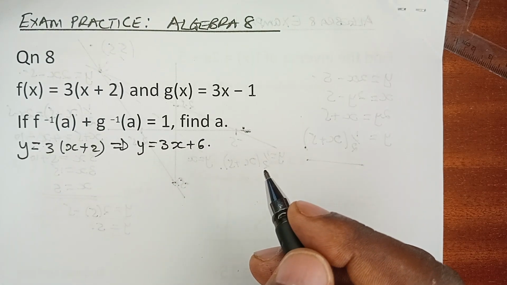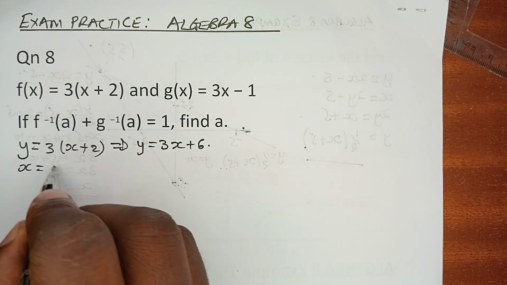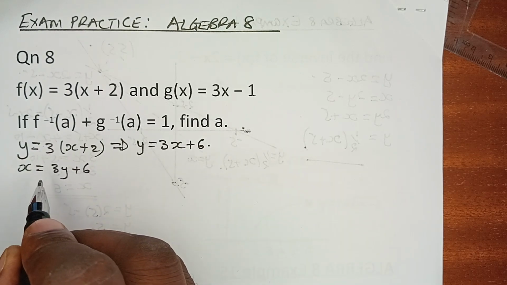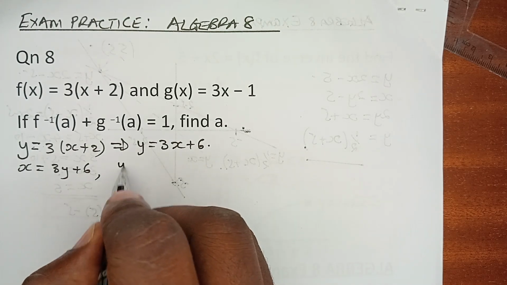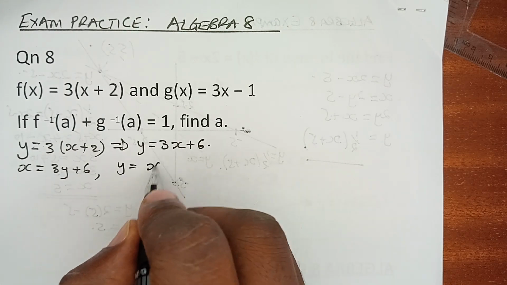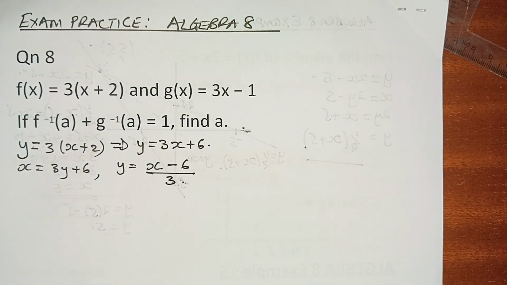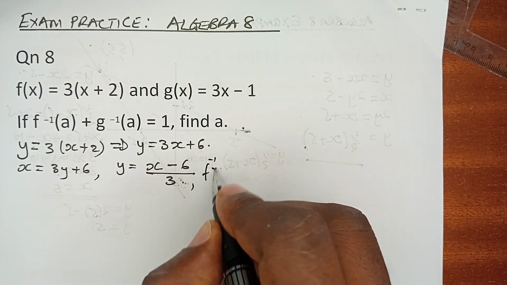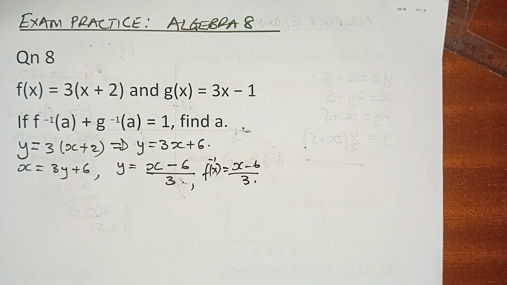Now we can interchange x and y, and write x = 3y + 6. We are interested in writing the new y as the subject of the formula, which gives us y = (x - 6)/3. And that is the inverse function. In other words, f inverse of x is (x - 6) over 3.